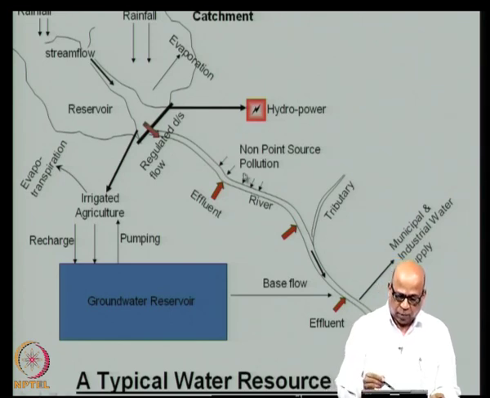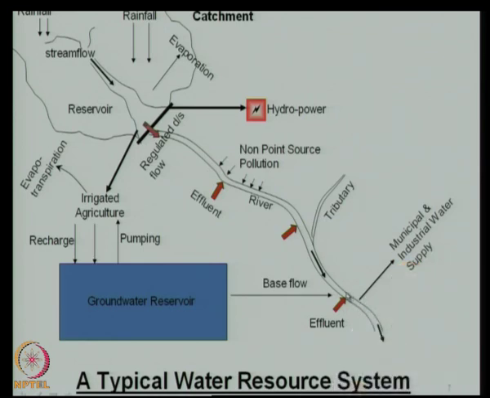Then you may have certain tributaries joining the flow. You may be using the water from the stream for municipal and industrial supply. You may also lift the water for irrigation applications and so on. So, apart from usage of the water from the reservoir, you may also be using the water from downstream flow for various purposes directly from the stream. You may pump the water and then use it for irrigation purposes, or you may use it for municipal and industrial water supply and so on.